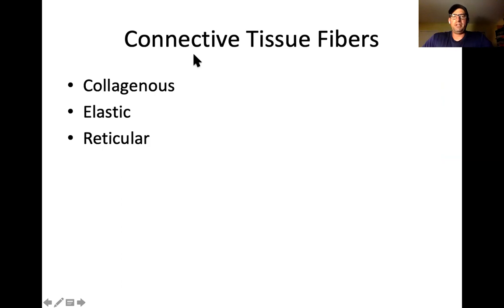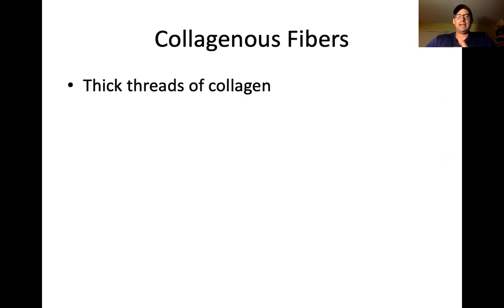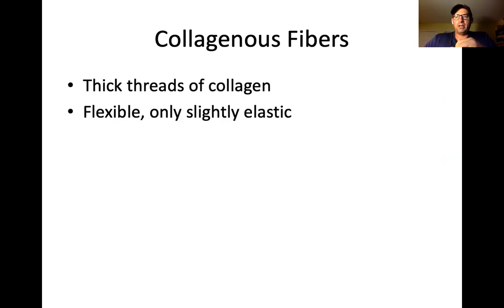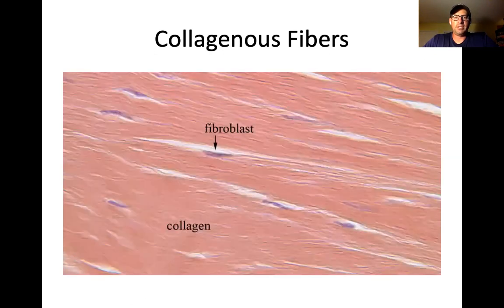The types of fibers found in connective tissue, right? The protein fibers in the extracellular matrix are collagenous fibers, elastic fibers, and reticular fibers. Collagenous fibers are thick threads of the protein collagen. They are flexible, but they're not very elastic, so they can bend, but they're not going to really twist and stretch a lot. They have great tensile strength, so they resist pulling. They are an important component of body parts that hold structures together, so they're an important part of ligaments and tendons, okay? So here's a fibroblast, and all this pink around it are the collagenous fibers. This would be a section through either a ligament or a tendon.